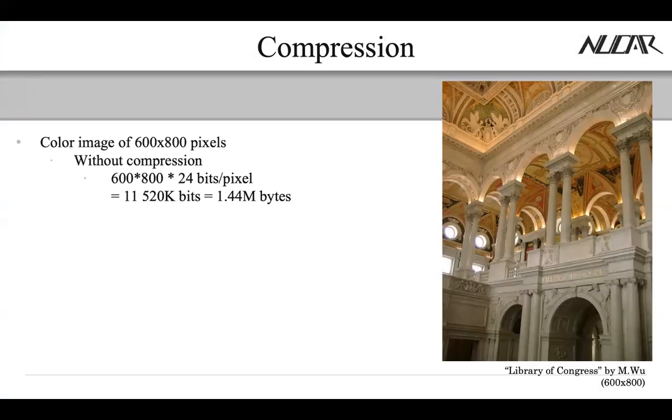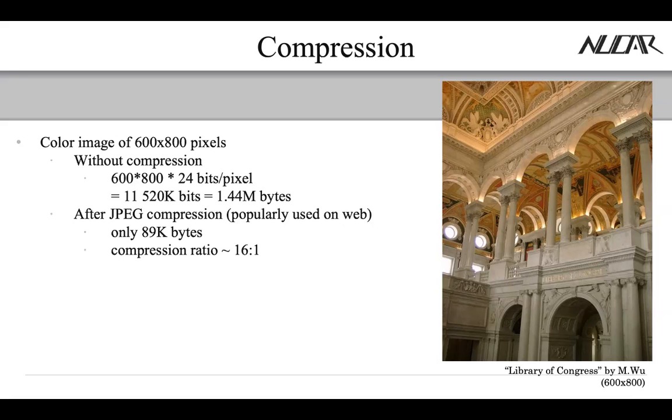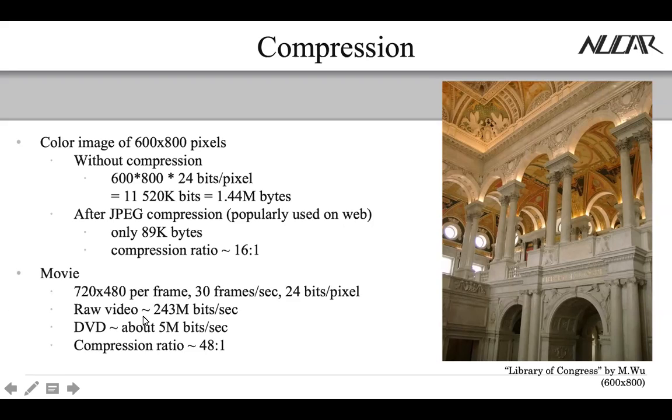In general, let's say we have an image of 600 by 800 pixels, and without compression, this occupies about 1.44 megabytes. But normally on the web, we have the JPEG format. That is a particular format of image that is more compressed than a regular color image. You can see that the size reduces from 1.44 MB to 89 KB. So it's almost a 16:1 compression ratio. Similarly, you can have video in different formats and different compressibility. So compression is definitely one of the most important applications of image processing.